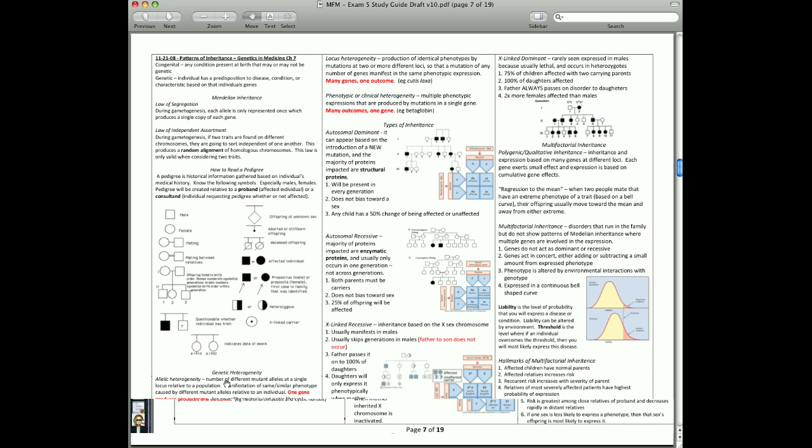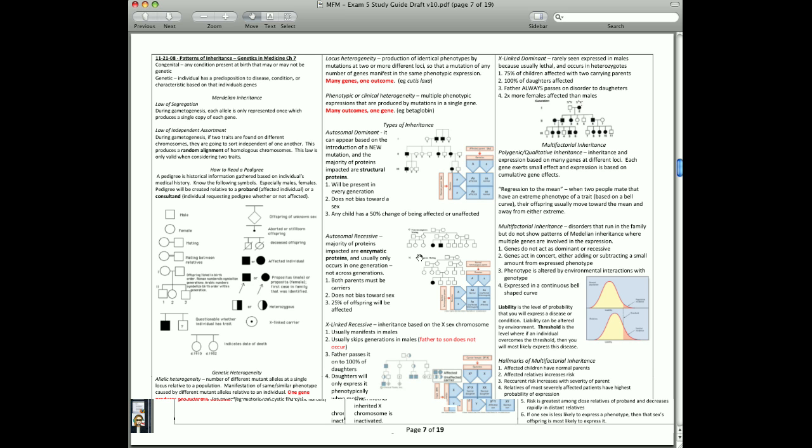There's 3 types of heterogeneity that we need to know. Allelic, locus, and phenotypic, or clinical. Allelic means that there's a single gene that produces a single phenotypic outcome. Locus means that there's 2 or more loci, so multiple genes produce one phenotypic outcome. Many genes, one outcome. Phenotypic means that there is a single gene that produces many phenotypic outcomes. So allelic, locus, and phenotypic.